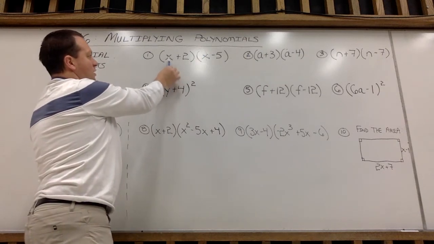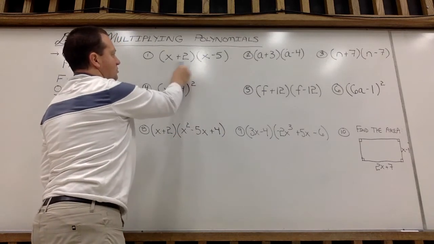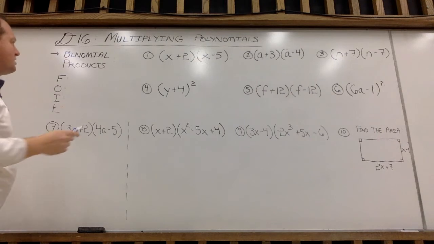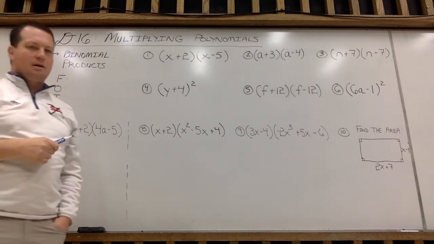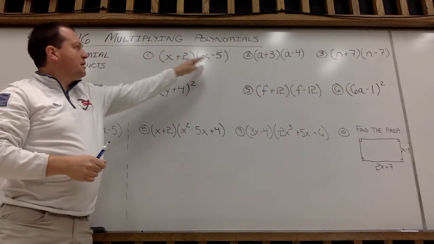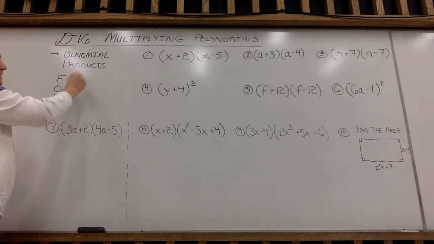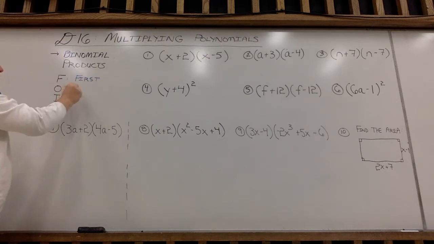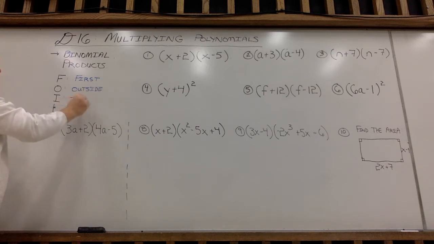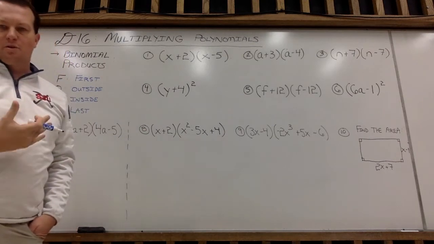So looking at example 1, x and 2, term 1, term 2, x and -5, term 1, term 2. So two terms times two terms. So we use the acronym FOIL to describe the process of multiplying each term from my first parenthesis to each term in my second. Again, that acronym FOIL is first, outside, inside, and last.